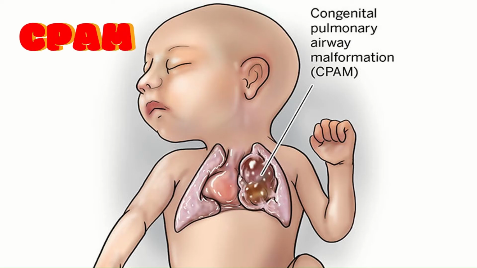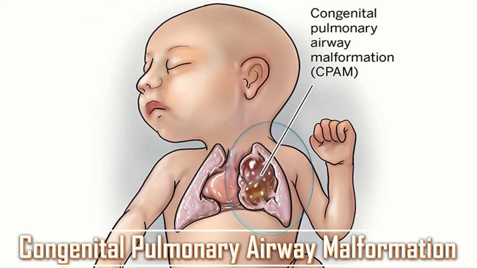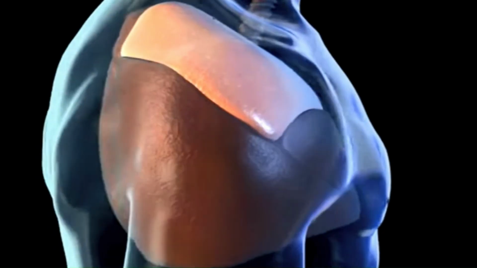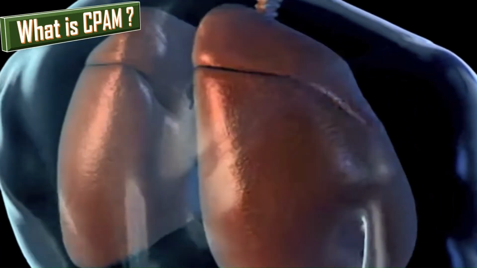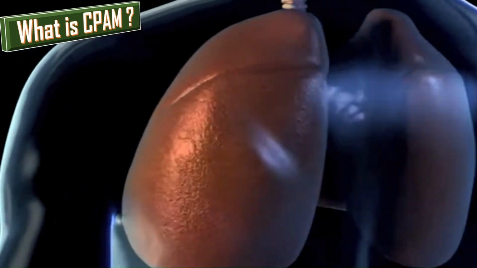Congenital pulmonary airway malformation is a mass of abnormal fetal lung tissue that forms during pregnancy. This mass or lesion is usually located in one lung and it doesn't function as normal lung tissue. Before explaining congenital pulmonary airway malformation, it is important to know about the normal number of lobes in each lung.